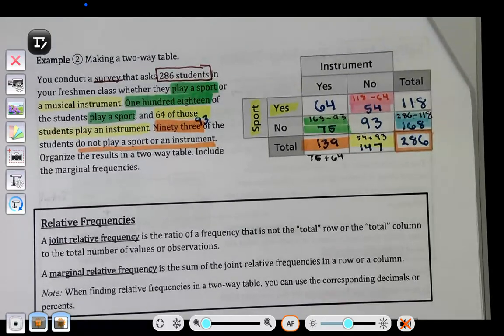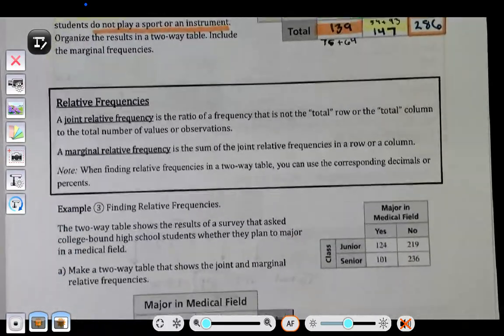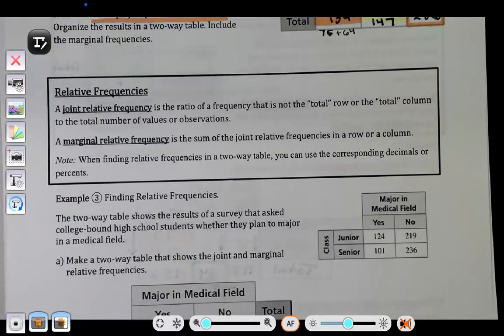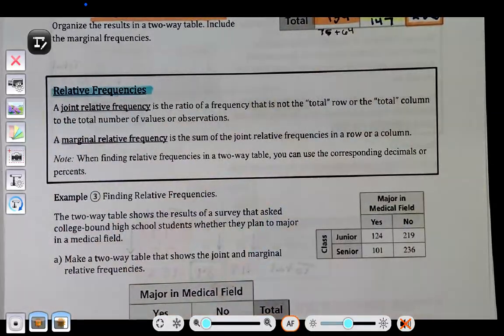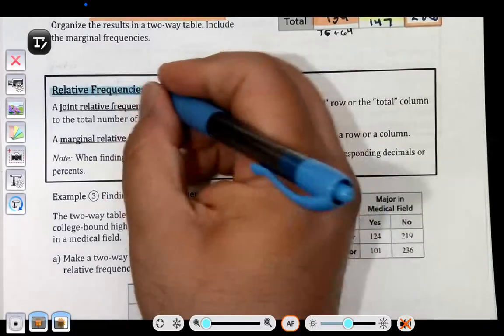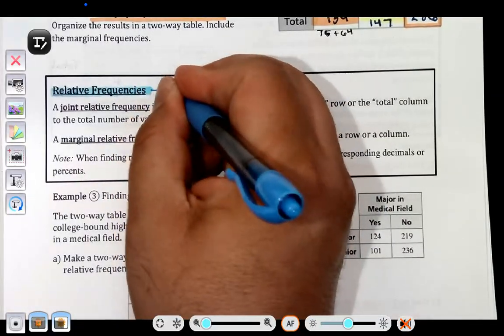So we're going to do this last part of the notes. Relative frequencies. So according to the word wall, if they say marginal, that just means total. Well, relative frequencies, as soon as we hear the word relative, it just means one thing. You're going to need percents.